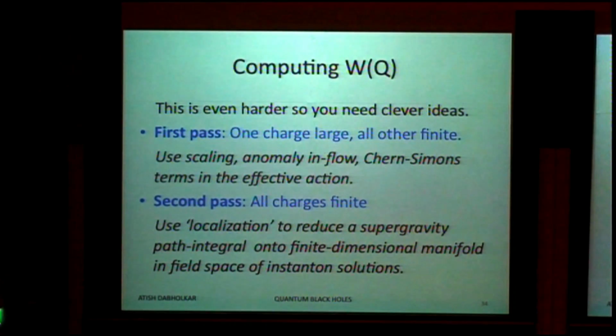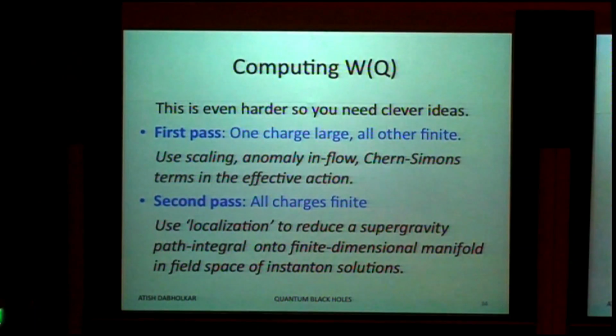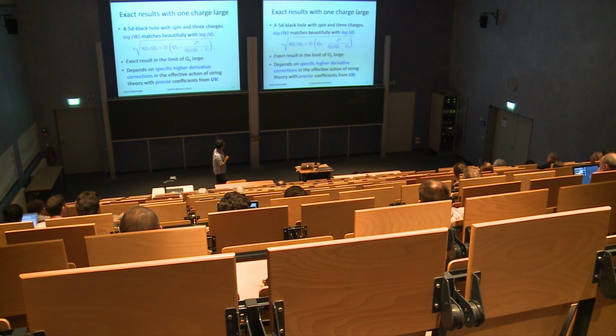The first pass is that, okay, you can do that. It depends on many charges, like 2 or 3 charges. You can take one charge to be large and all others to be finite. And the second pass would be that you take all charges to be finite. You basically have to use several clever techniques from quantum field theory, but let me just give you the results. So in the first case, this is the analog of a spinning Kerr-Newman black hole with 3 charges in 5 dimensions.